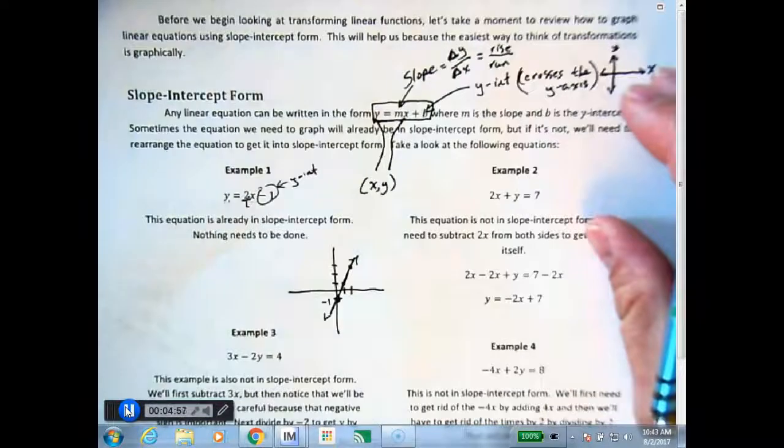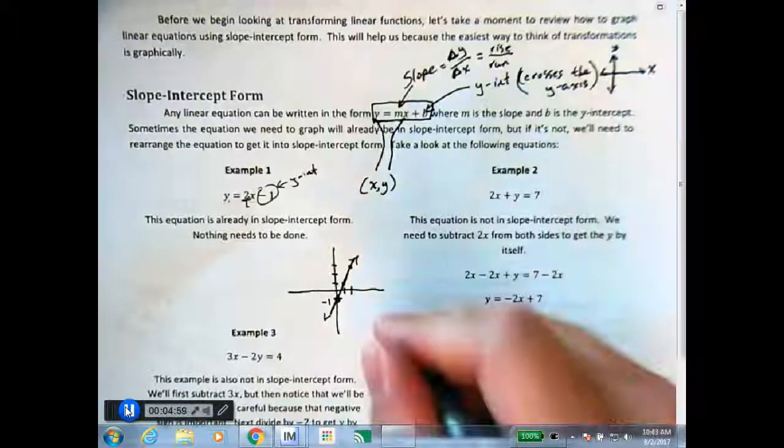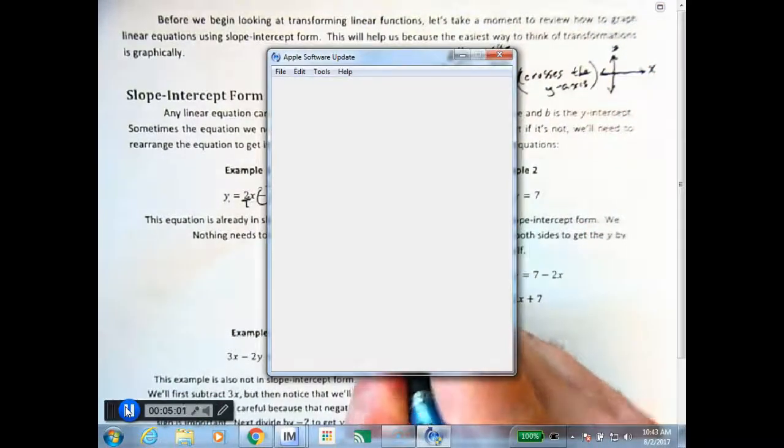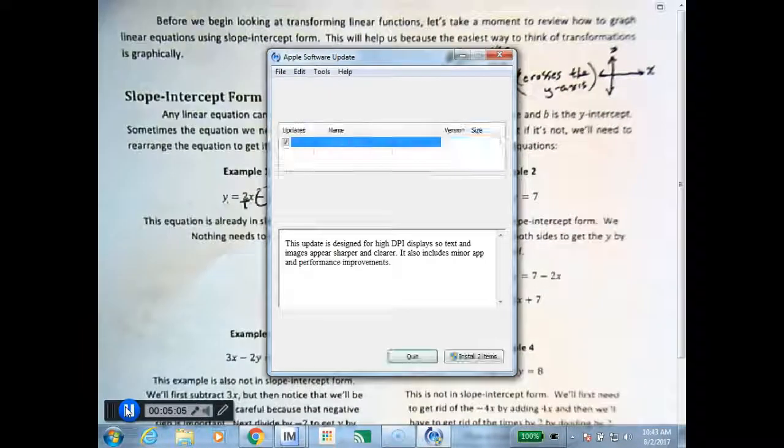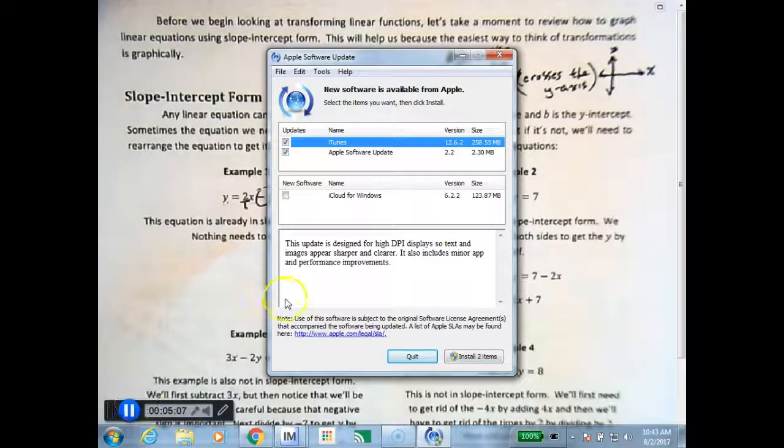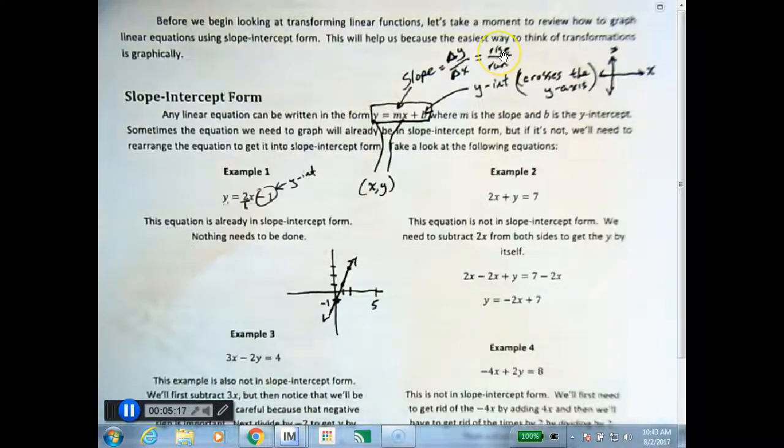So, for instance, if I say, well, we have 5. Darn. We're not going to do any software updates. Especially with this computer.